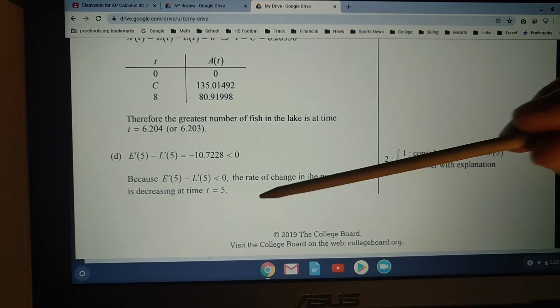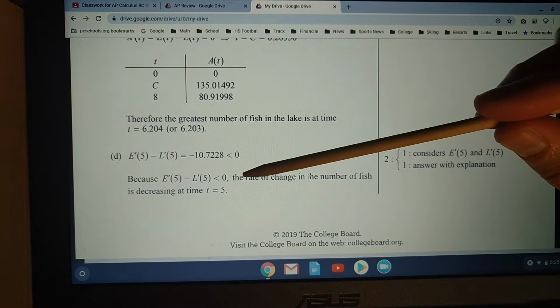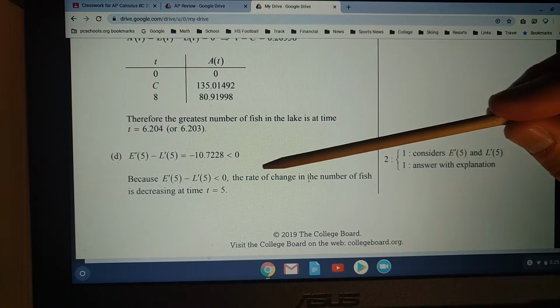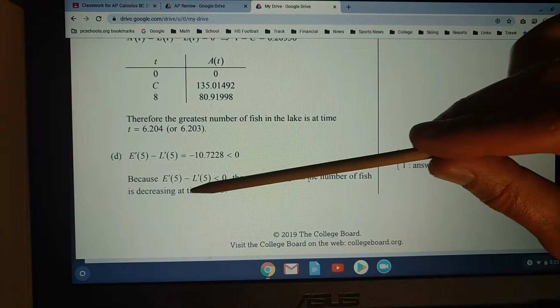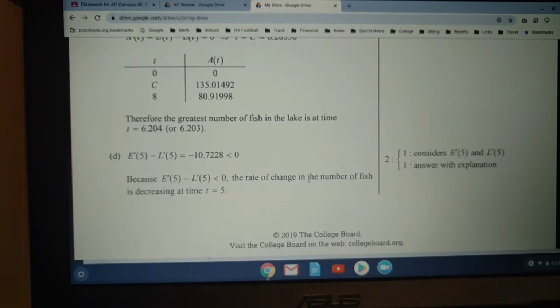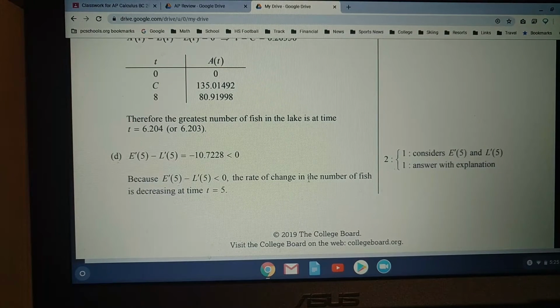That could also be a way of expressing it. But the easiest way to say it is the rate of change in the number of fish is decreasing at the time t equal to 5. So you have to be careful and make sure it's the rate that you say is decreasing, not the number of fish that are decreasing. Okay, go ahead, score that out of 9.